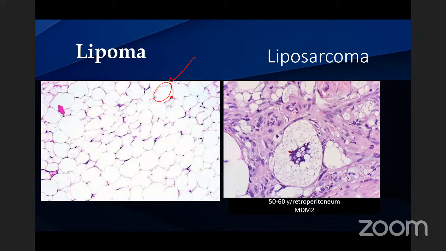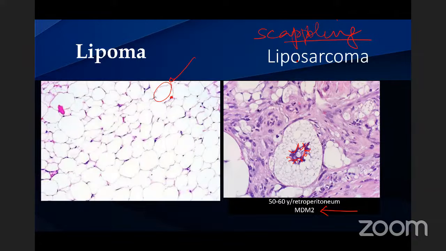Whereas if you see scalloping like this, so the nucleus starts showing scalloping, this is liposarcoma. Liposarcomas are very common in retroperitoneum, and one of the most common mutations associated with that is MDM2; MDM2 mutations are very common in liposarcoma. So when you start seeing scalloping, that is very, very typical of liposarcoma.